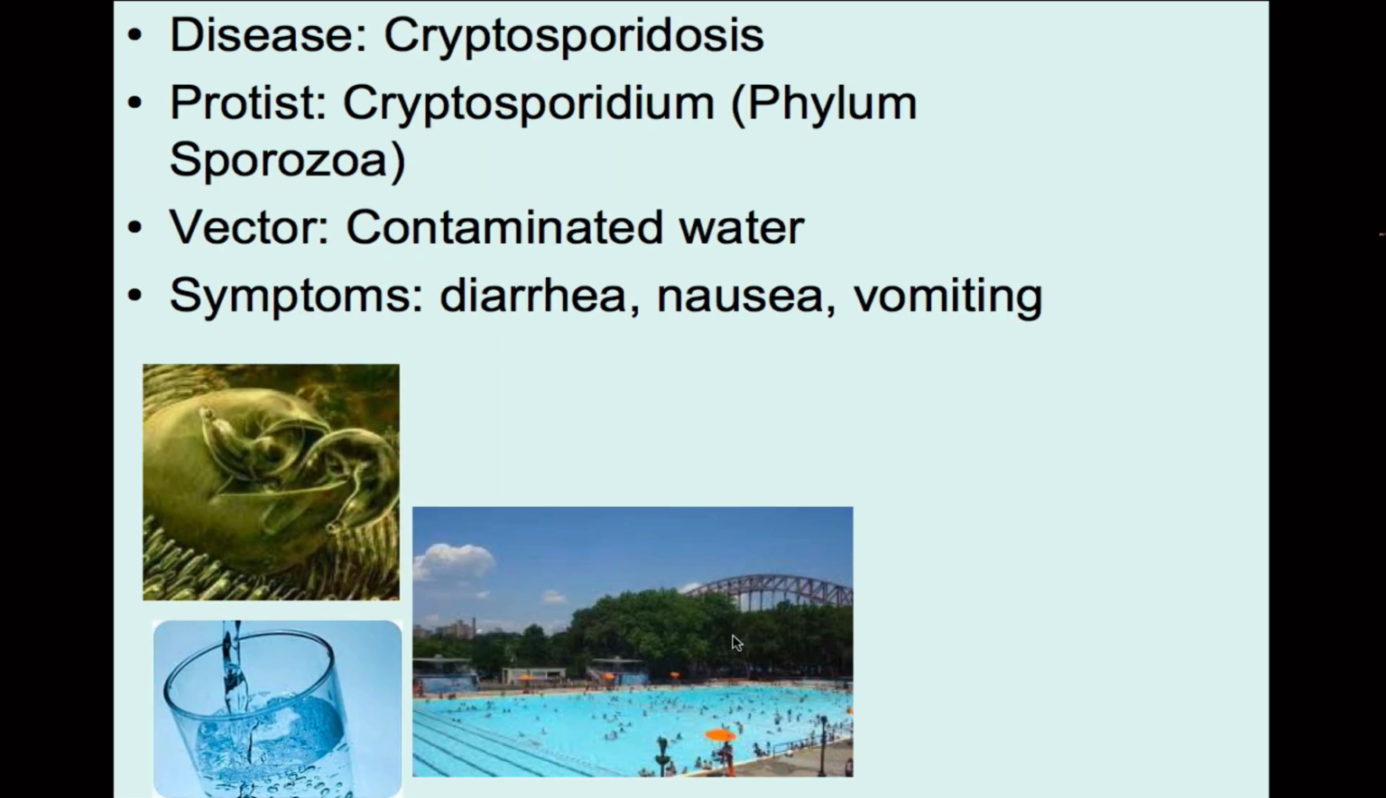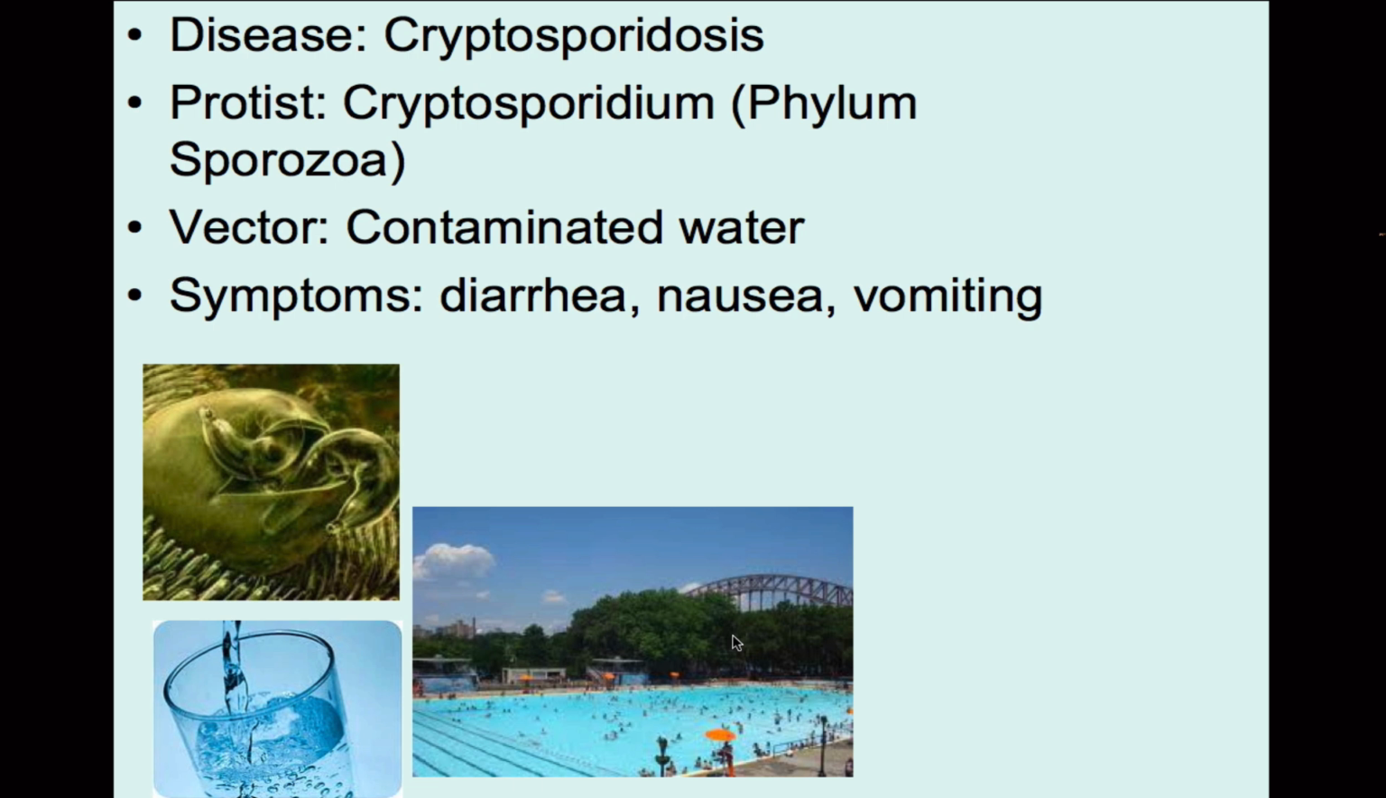All right, the next disease that I'm going to talk about is cryptosporidiosis. And this is a disease, it causes diarrhea, nausea, and vomiting. And this is also from the phylum Sporozoa. So this depends on water to move it around. So this one is not carried by an insect, but is carried rather by water. And so the water will get contaminated and will make people sick.